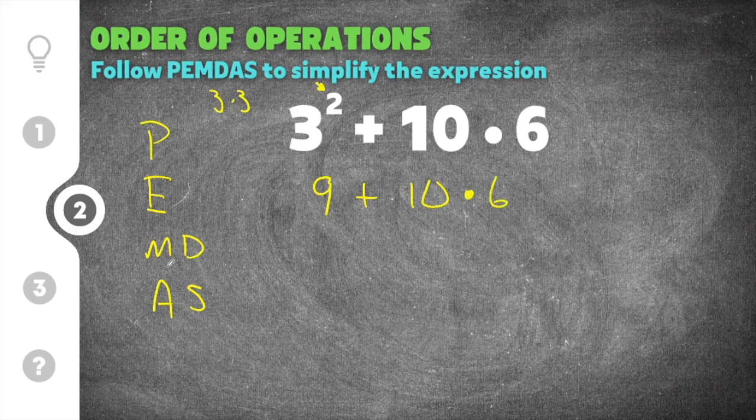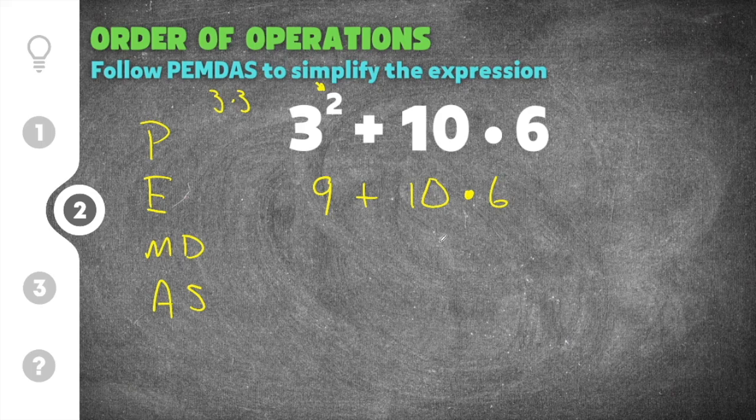Now the next thing we have to do is multiplication or division. A very easy mistake to make is that people will think the first thing you're supposed to do is add because it's on the left side of the expression. But that's not the first thing you're going to do because you have to follow the order of operations and multiplication comes before addition. So we're going to multiply 10 times 6 first.